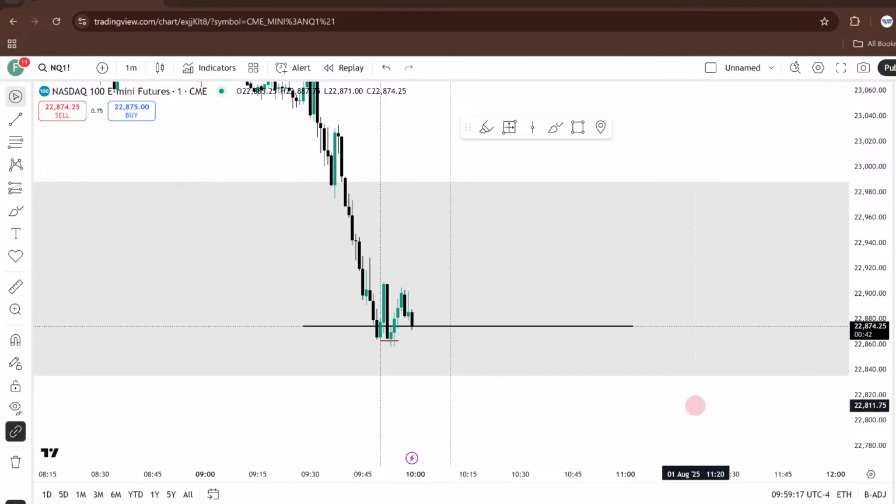Don't associate your strategy with certainty. Associate it with higher probability. And then your trading will change. It'll become much easier.